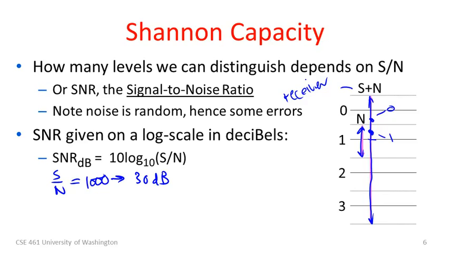There are many other common SNR values in decibels that you might come across. So as you might imagine, 100 goes to 20 dB, 10 goes to 10 dB, 2 is a common value and that goes to 3 dB, and so forth.